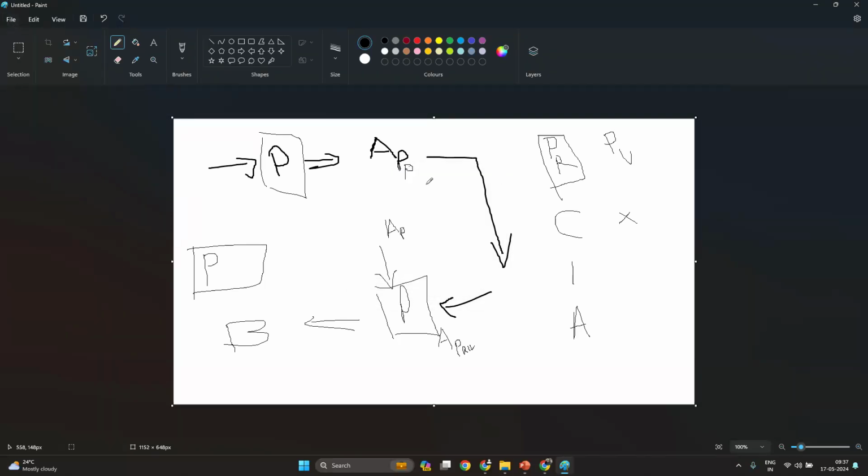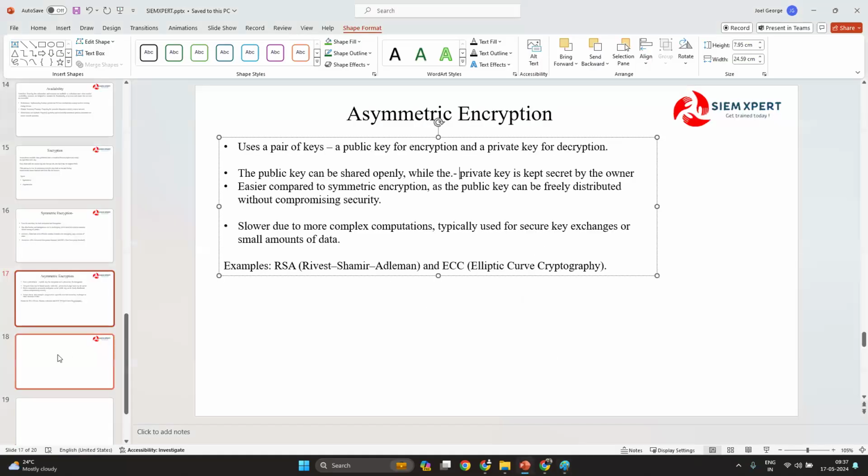Is this diagram confusing? Yes, somewhat. It's confusing. Okay, I'll just try.